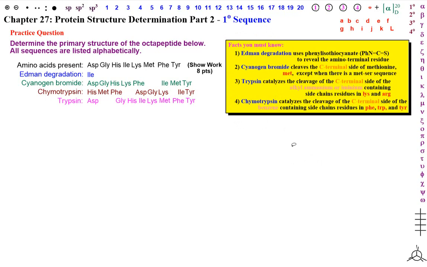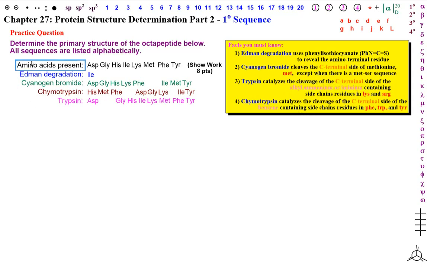I finally gave up trying to find one word to describe both of these phenomena. Trypsin catalyzes the cleavage of the C-terminal side of the alkyl ammonium portion of lysine and the alkyl aminium of arginine.